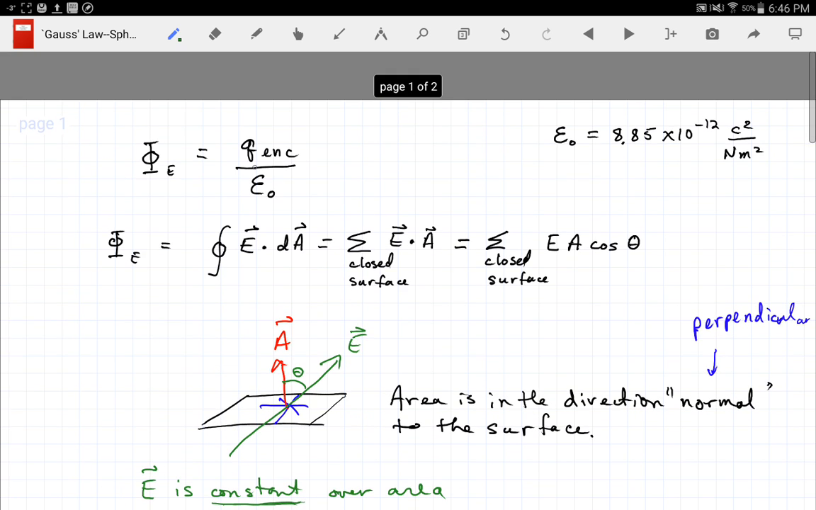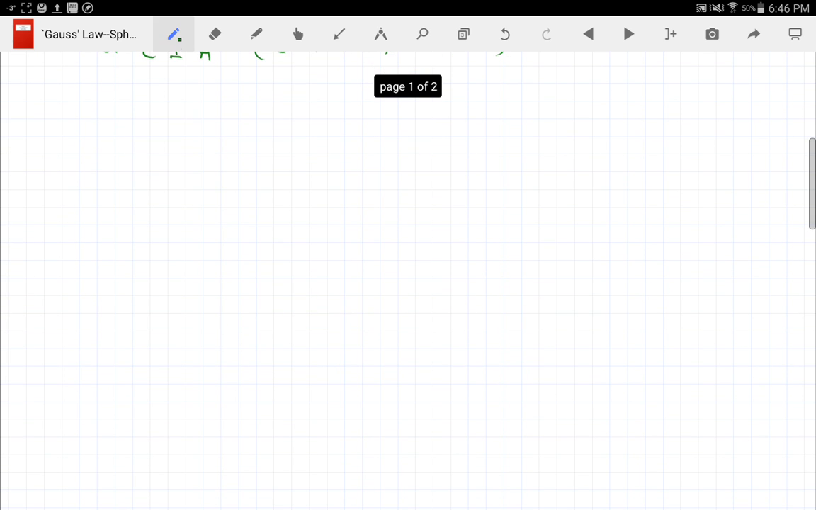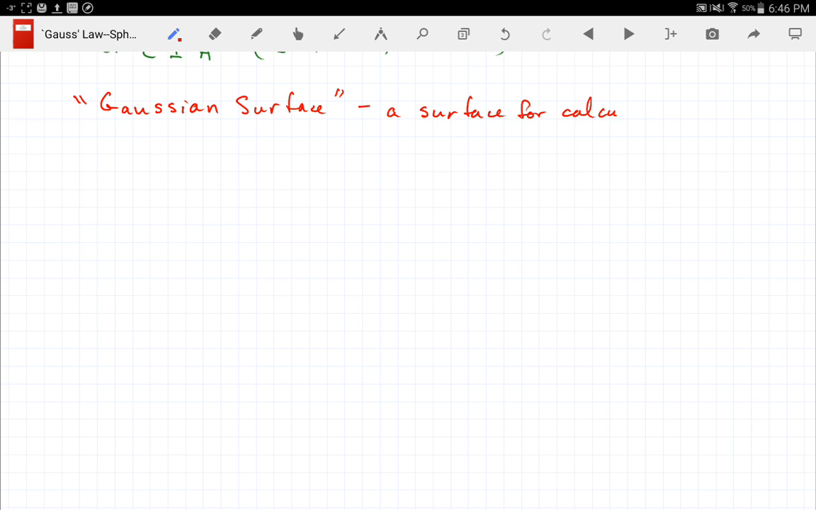But the equation also had Q enclosed. What is Q enclosed? Well, the Q enclosed and the flux work together with this imaginary Gaussian surface. The Gaussian surface is not a real surface, but is a surface that you conjure up in your mind just to make calculations on. So it doesn't have to be physically there. It's a surface for calculational purposes.